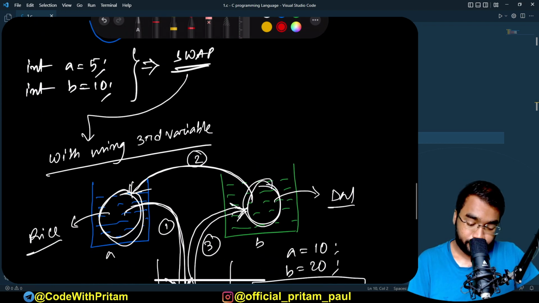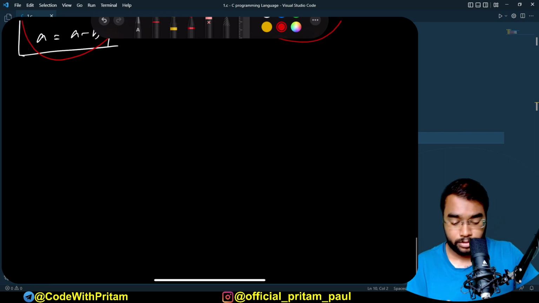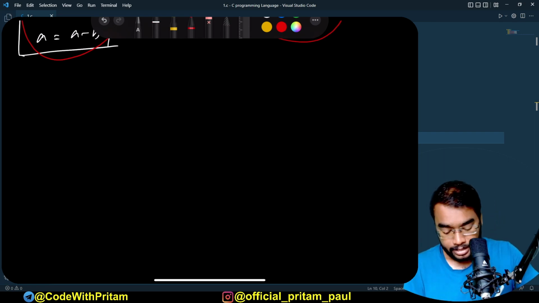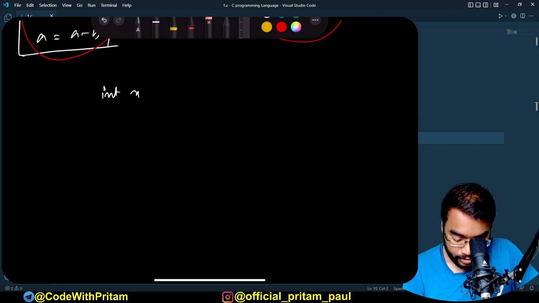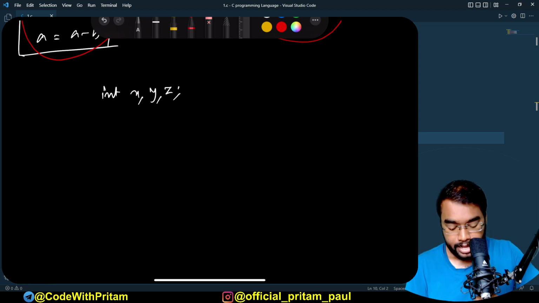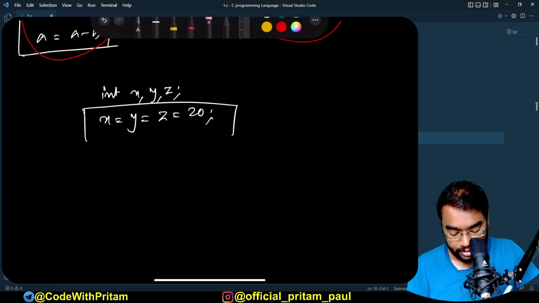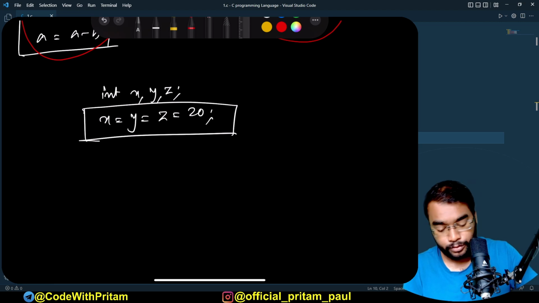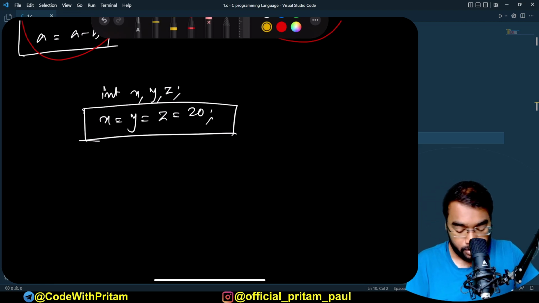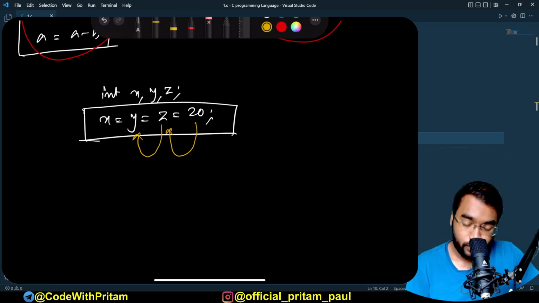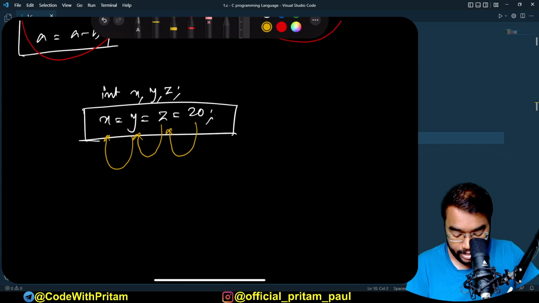But there are a few more things which you need to know. Like if I say integer x, y, z, and I implement x equal to y equal to z equal to 20, this is also a correct statement. This might be a question to you. Now how do these things happen? The 20 will be assigned to z, and then z will be assigned to y. That means 20 is indirectly assigned to y, and then y would be assigned to x. That means 20 is indirectly assigned to x.